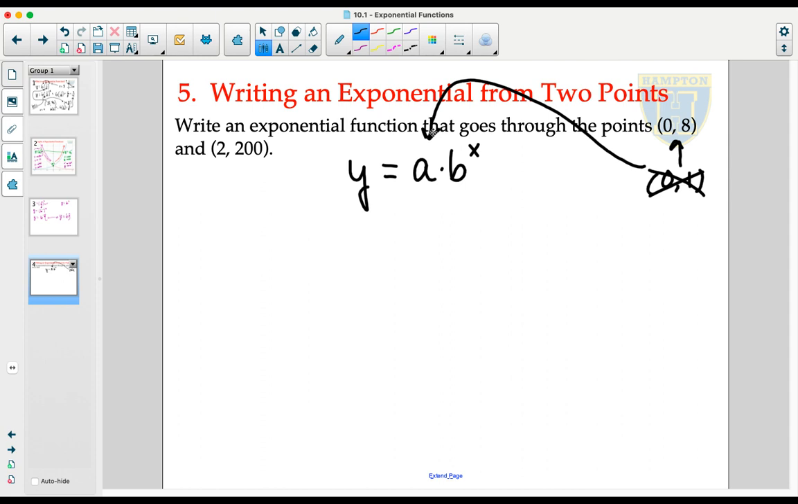This is not an additive relationship. I can't just say plus 7 and move it up. Exponential functions require movement via multiplication, so we're going to need to figure out what that multiplication is. And it should be pretty straightforward.